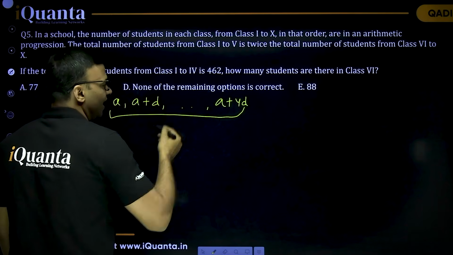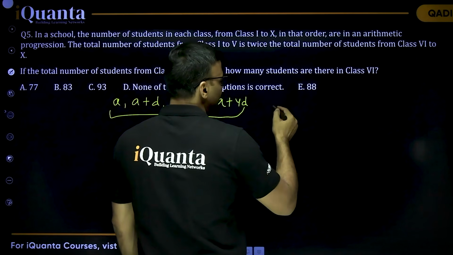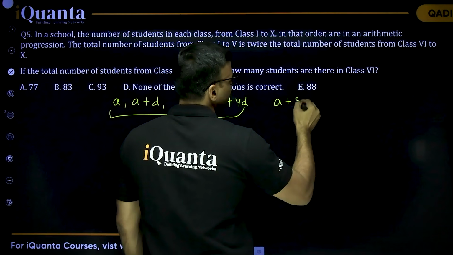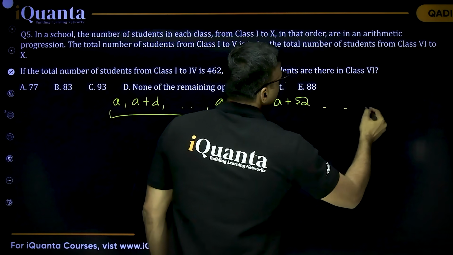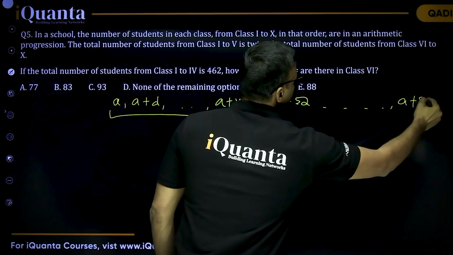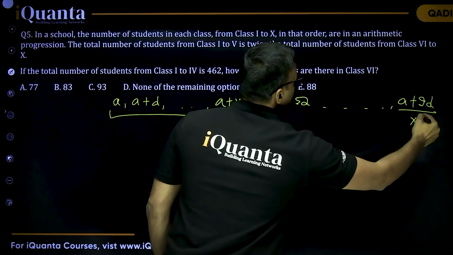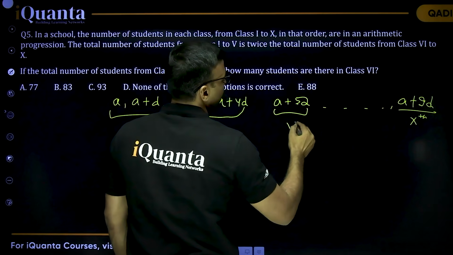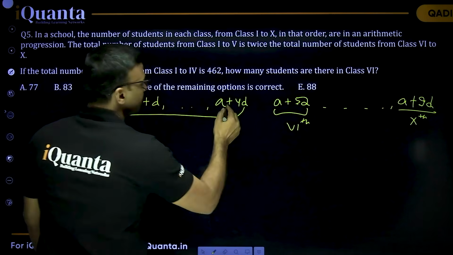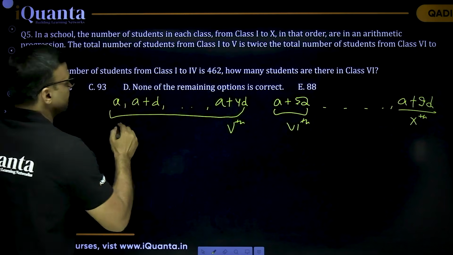I would rather write all the terms here. The next 5 terms would be a plus 5d, and from there up to a plus 9d. So just to be very clear, this a plus 9d is 10th standard. This is 6th standard, this is 5th standard, and this is 1st standard.